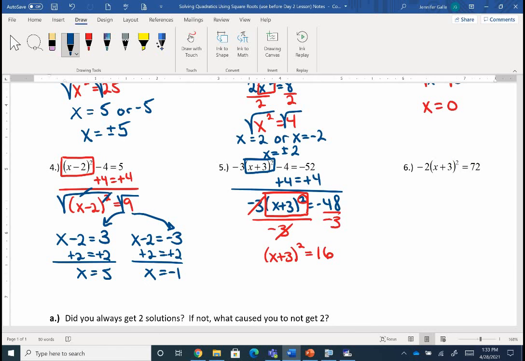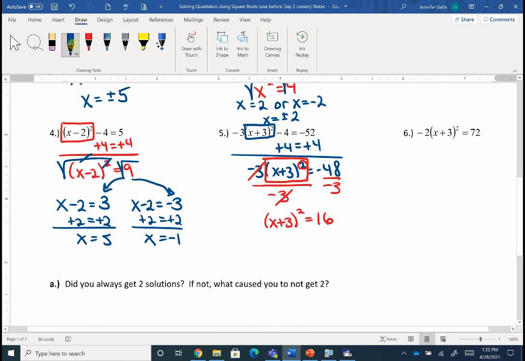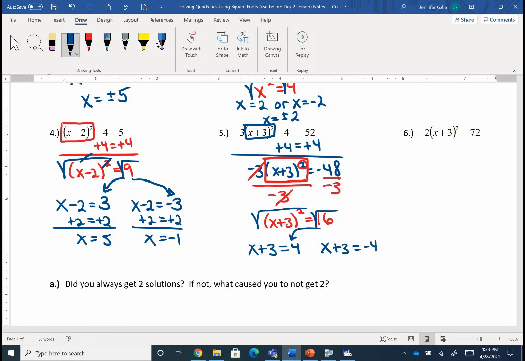Now we're ready. Squared term by itself. Now we're ready for the square root. Remember, taking the square root just undoes the square. So we're going to be left with x plus 3. But that could equal positive 4. x plus 3 could also equal negative 4. When I take the square root of 16, again, if you're not real good on what the square root of certain numbers would be and you throw that in your calculator, it's just going to tell you 4.